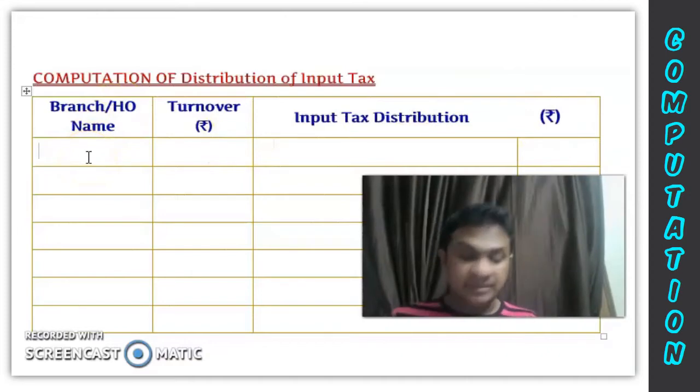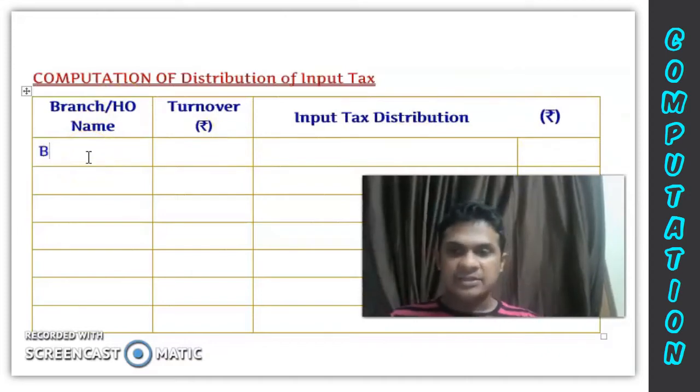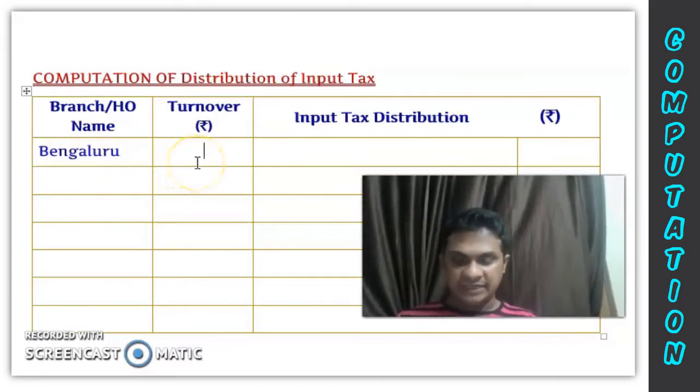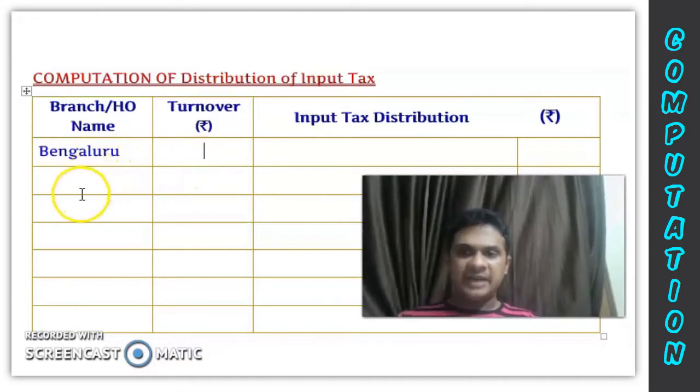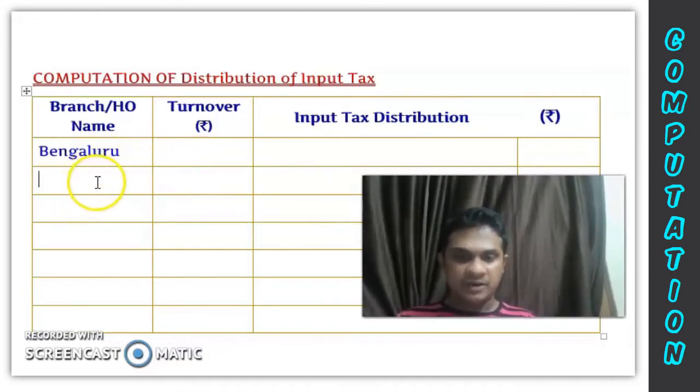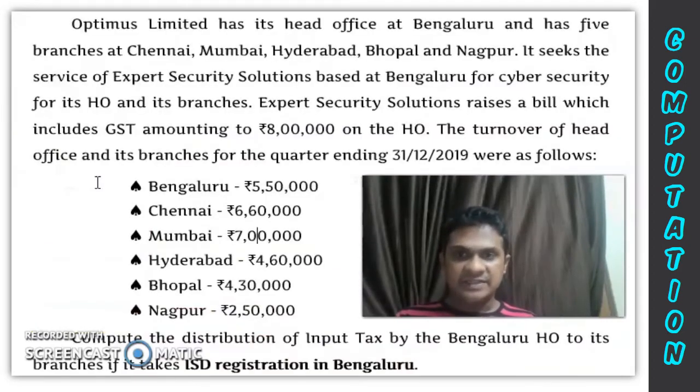So we have a branch. I mean, head office is in which city? In the problem they mentioned the head office, it is in Bengaluru or Bangalore. So Bengaluru ka turnover we need. We'll write the branch name one by one. So Bengaluru, they have a head office and their branches is in the cities Chennai, Mumbai, Hyderabad, Bhopal and Nagpur.